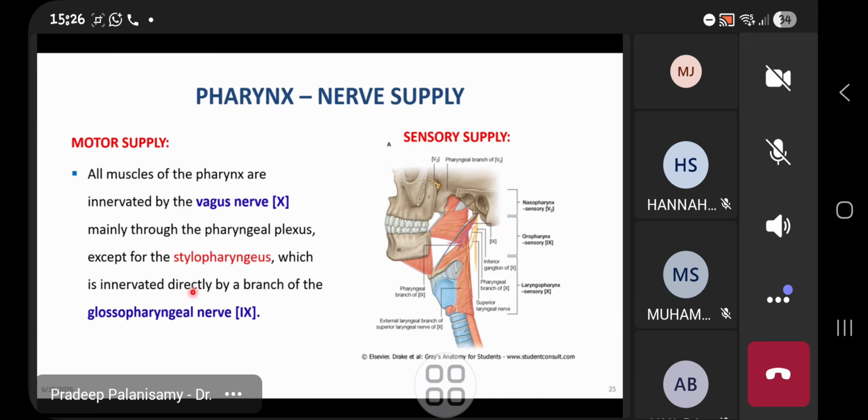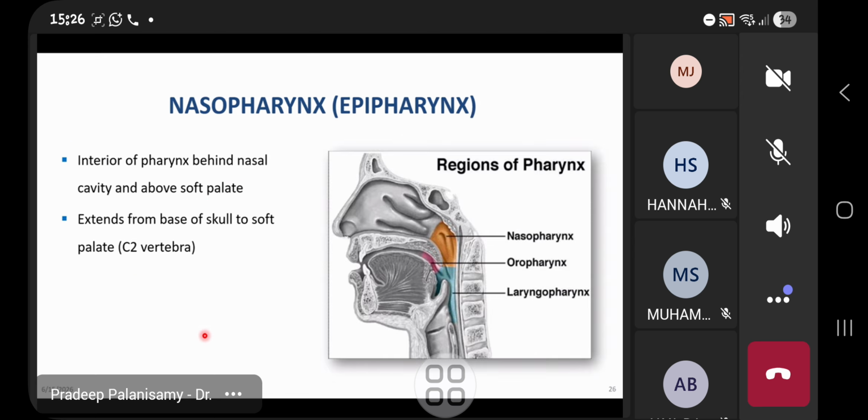Don't worry too much. Nerve supply of pharynx is important. All muscles of the pharynx are generally supplied by the vagus nerve, except for one muscle. Whatever muscle names end with pharynx or pharyngeus will be supplied by the vagus nerve, except for the stylopharyngeus, which is supplied by the glossopharyngeal nerve. Okay.